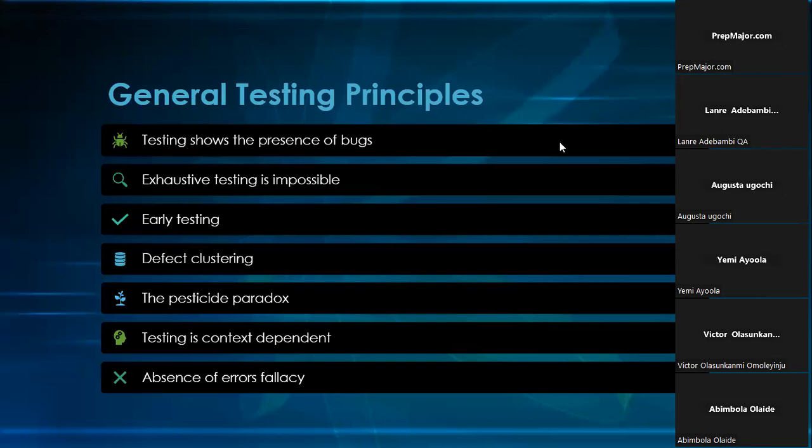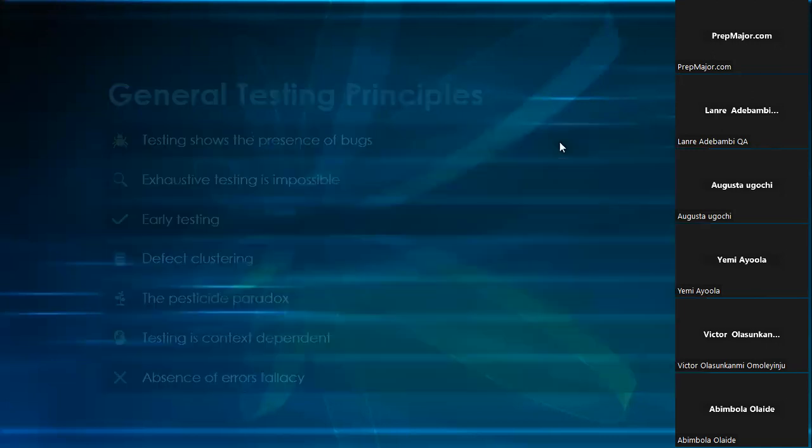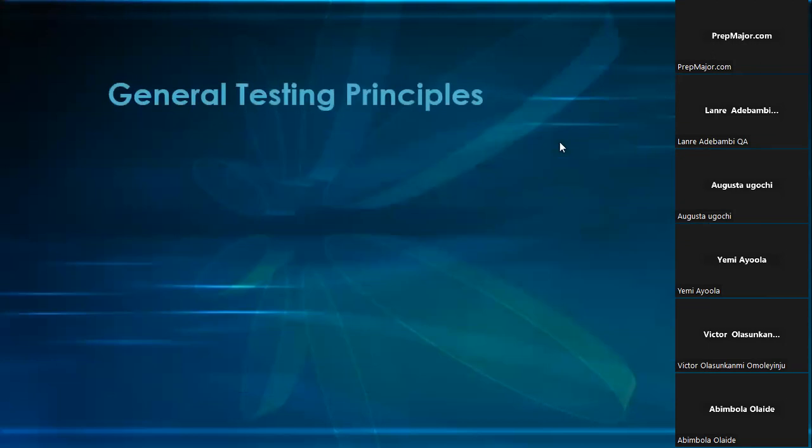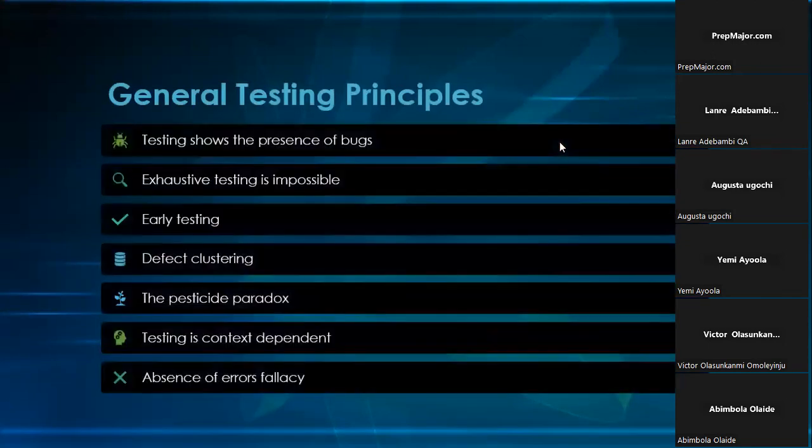So remember, the seven general testing principles: testing shows the presence of bugs, exhaustive testing is impossible, early testing, defect clustering, pesticide paradox, testing is context dependent, and absence of error fallacy.